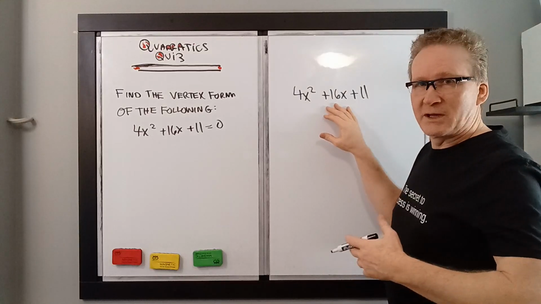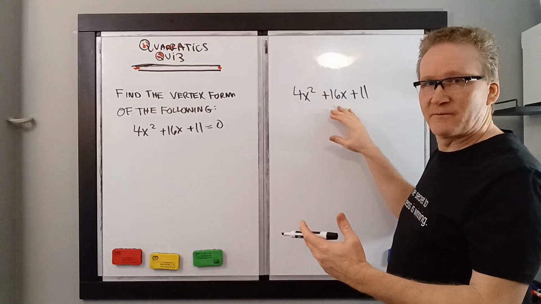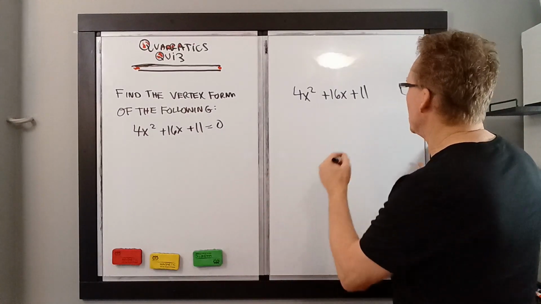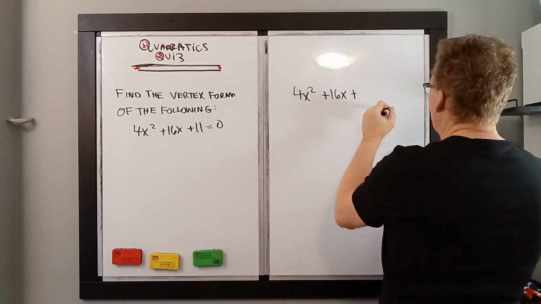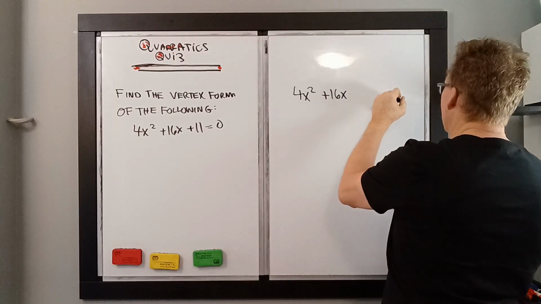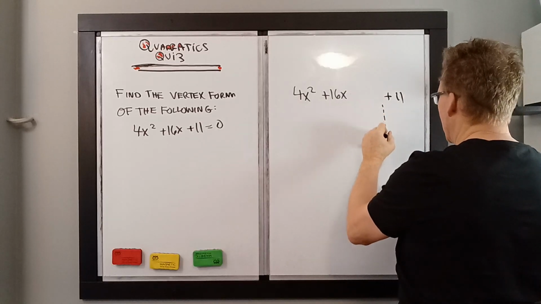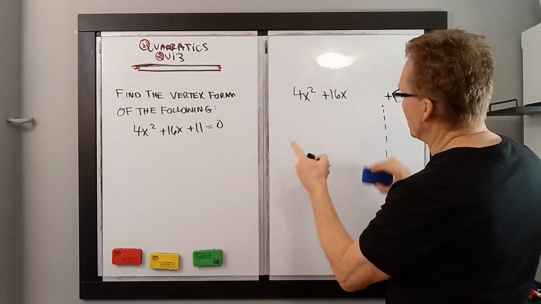So now we're going to see if we can convert this from the standard form into the vertex form. To do this, we take the plus 11 and pull it over a little bit. It's still going to be plus 11. It makes some space, and a dotted line here. So we're just going to work with these two terms.